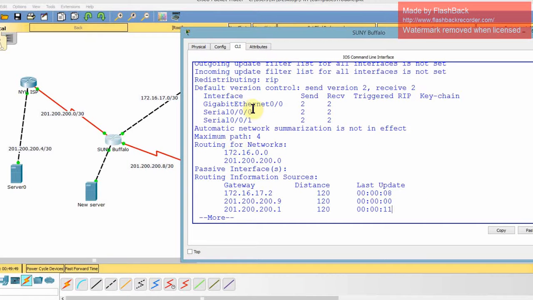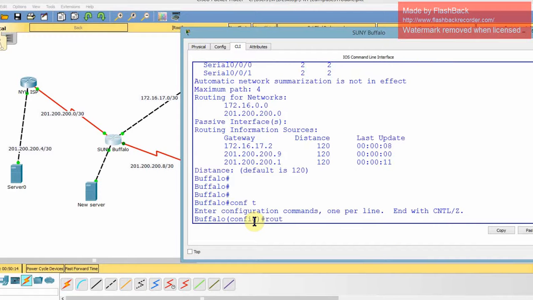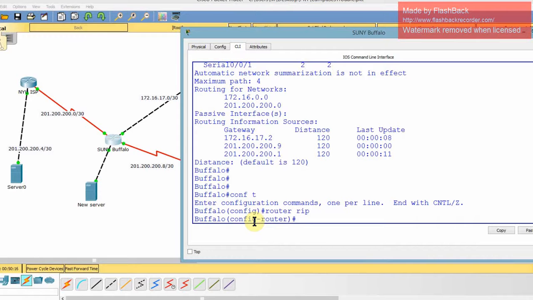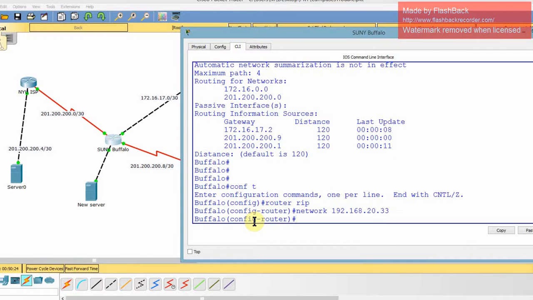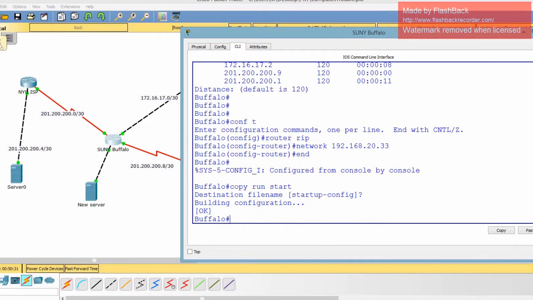The interface is there, and there's our problem right there. There's no network for our 192.168.20.33 network. So that should be easy enough to fix. Okay. Router RIP. Network 192.168.20.33. Boom. And alright, let's test this out.